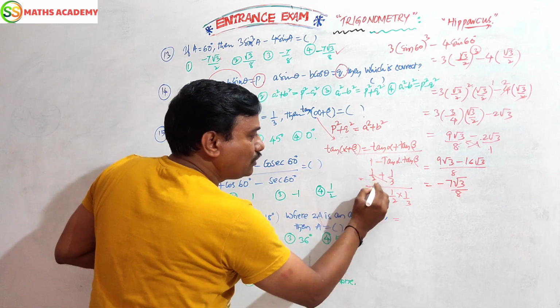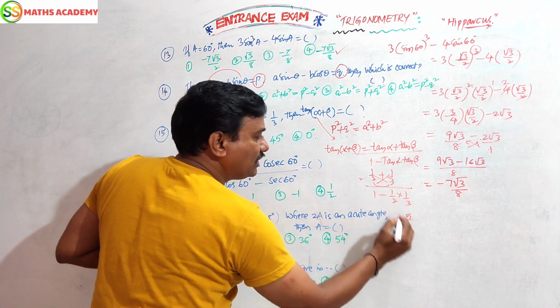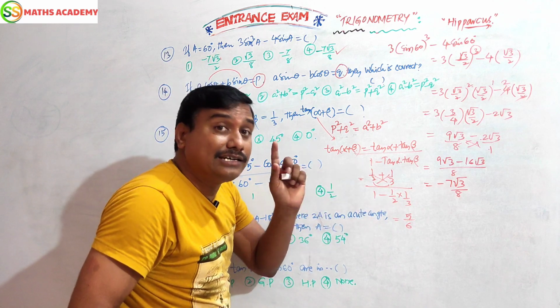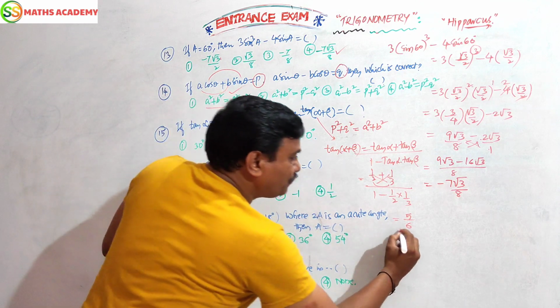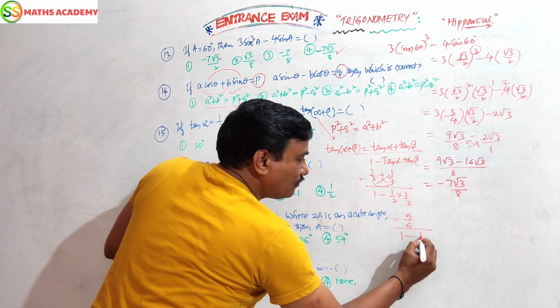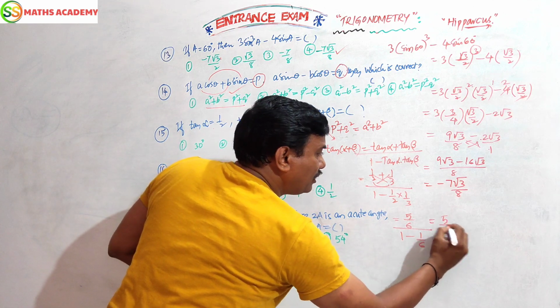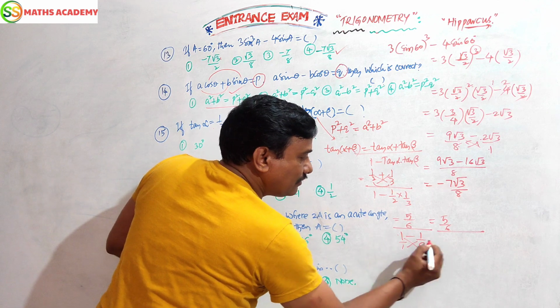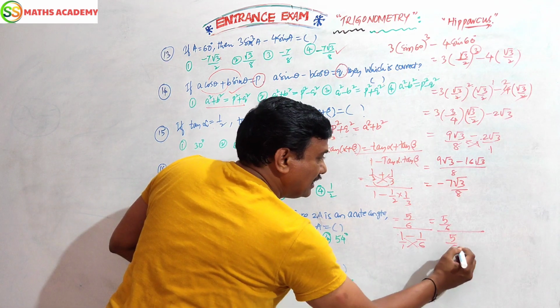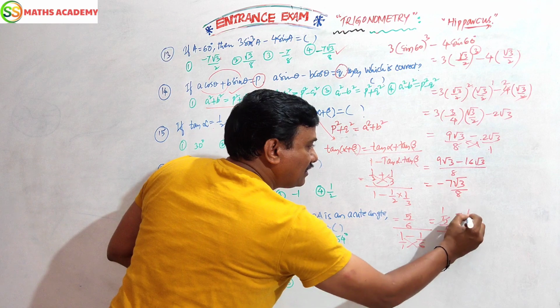Tan alpha plus tan beta by 1 minus 1 by 2 into 1 by 3, because same values. Now 3 1s are 3, 2 1s are 2, 5 by 6. I am doing cross multiplication here. 3 plus 2 is 5, 2 3s are 6, by denominator 1 minus 1 by 6. Again in the denominator do cross multiplication: 6 minus 1 is 5 by 6. 6 6 cancel, 5 5 cancel, get the answer 1.